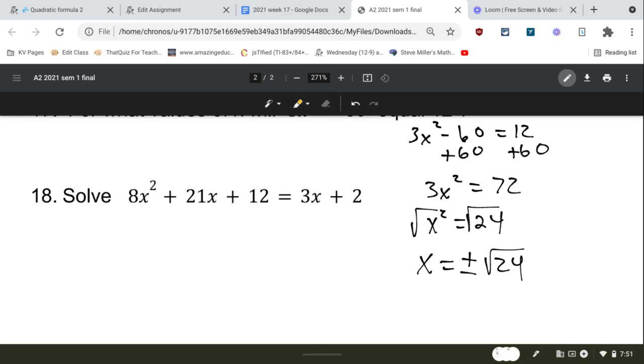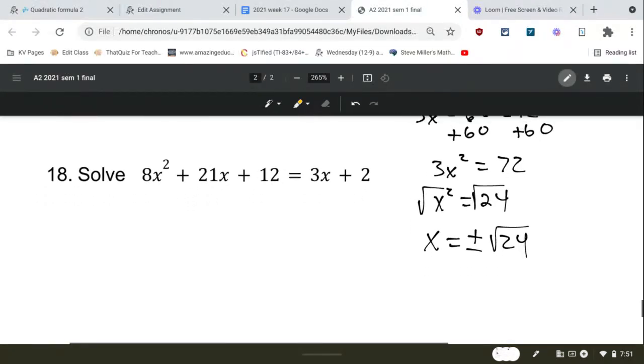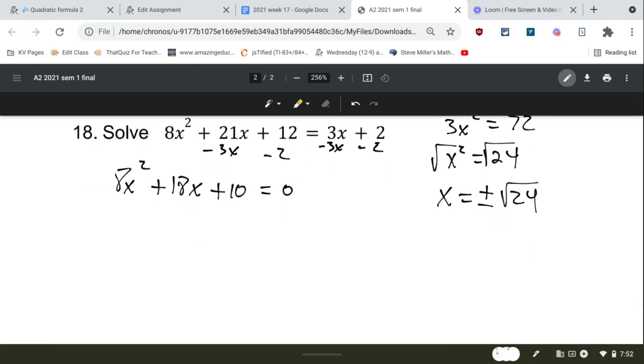Last one. Yeah, we can go ahead and solve it. Number 18. To solve this one, let's start by moving everything over to one side because we've got two x's. So 8x squared will remain the same. We're going to move the 3x over. That'll make that an 18x. We're going to move the 2 over. So that'll make that a 10 equals 0. There's a common factor of 2, so I can divide everything by 2.